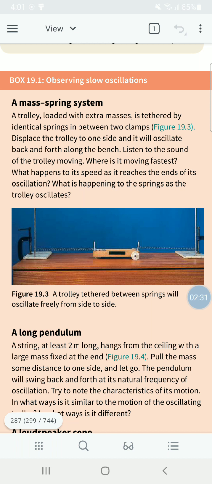Then it slows down and comes to a rest at the far end and accelerates until it comes to the central point. Then it slows down once again. So let's see how that happens.